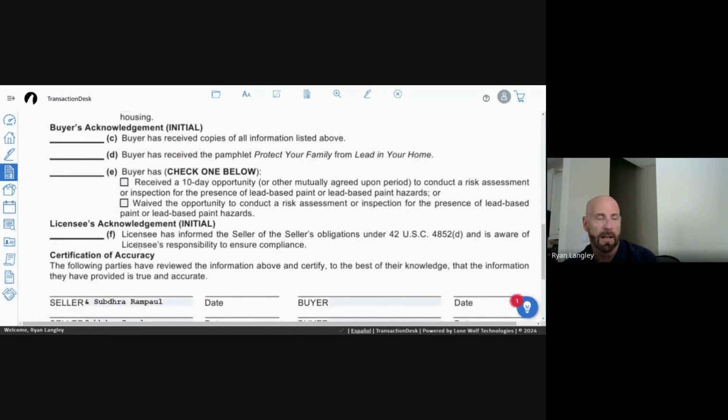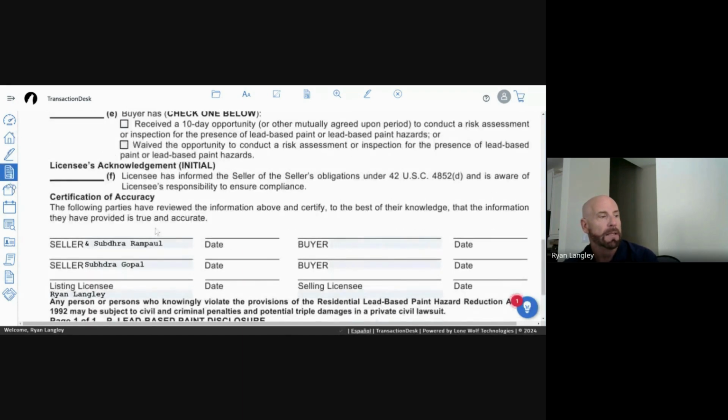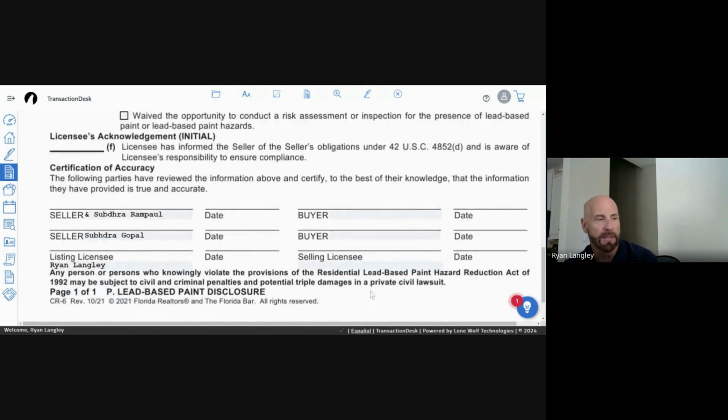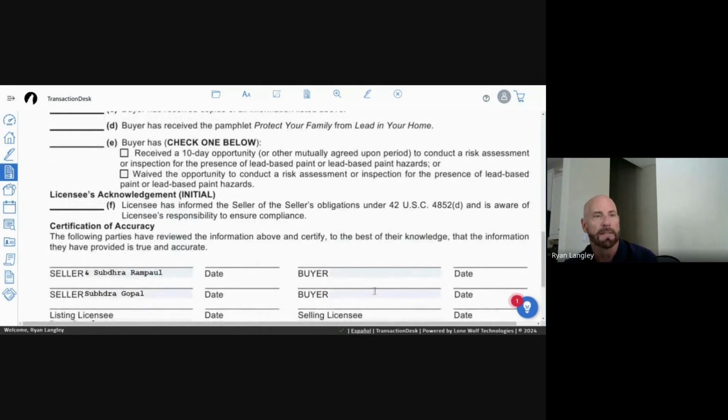Everybody always checks this off and doesn't ever get any of this stuff. They do get an inspection, or they waive the opportunity to do it, one or the other. And so the sellers sign it, the licensee signs it, the buyers sign it, and their licensee, their agent, signs it as well. These are just agents, not brokers. Just sign it and send it on.